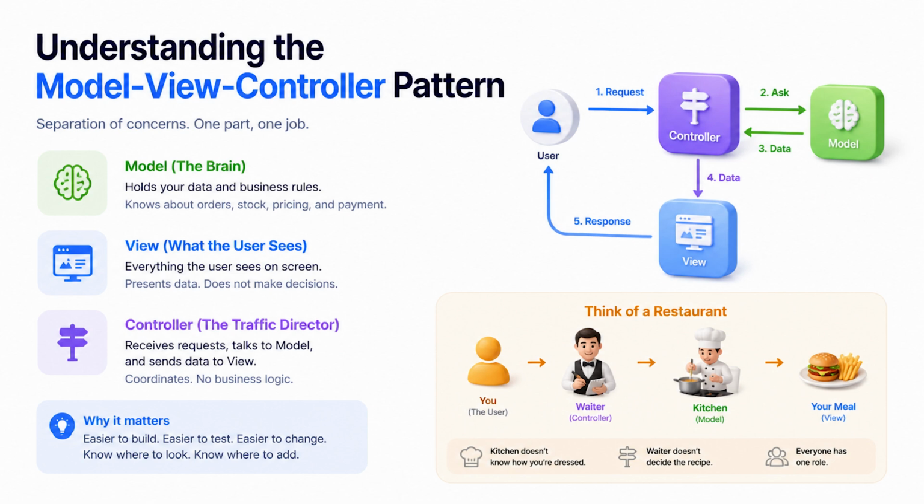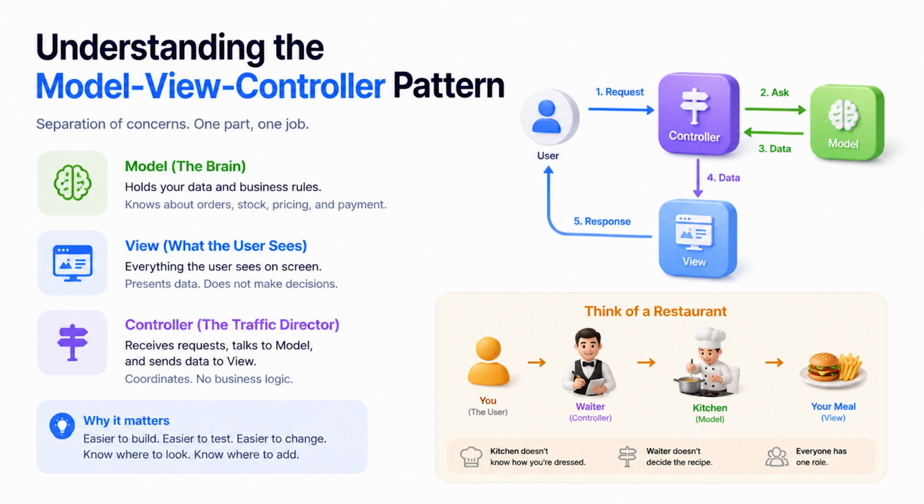The view is everything the user actually sees. The web page, the form, the table of results, that is the view. It presents data, but it does not make decisions. The controller is the traffic director. It receives a request from the user, asks the model for the right data, and hands that data to the view. The controller should be thin. It should not contain business logic. Its only job is to coordinate.